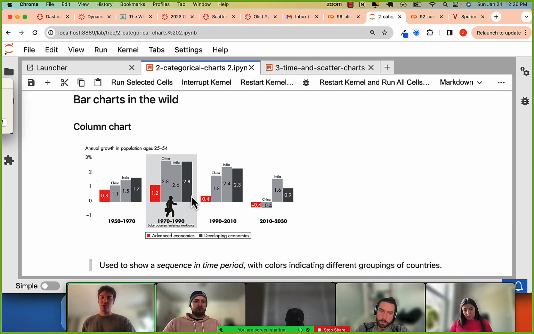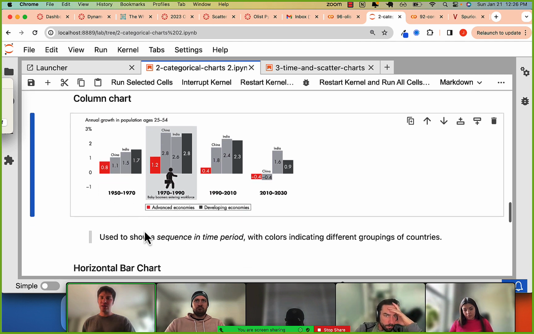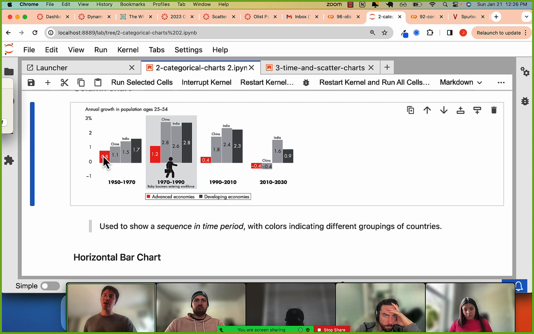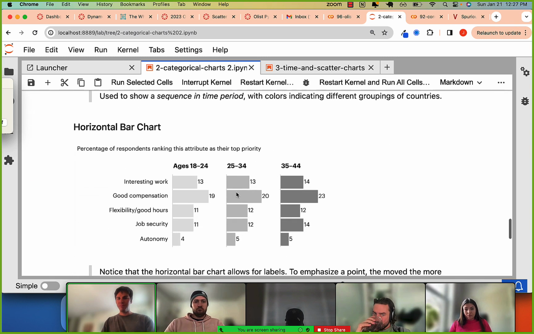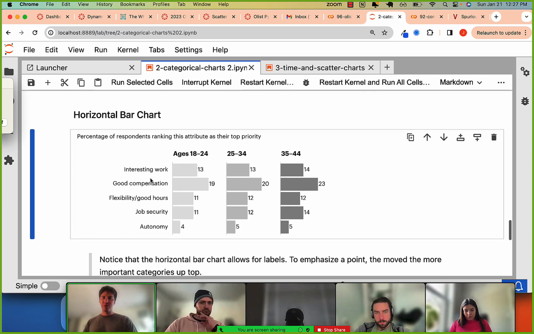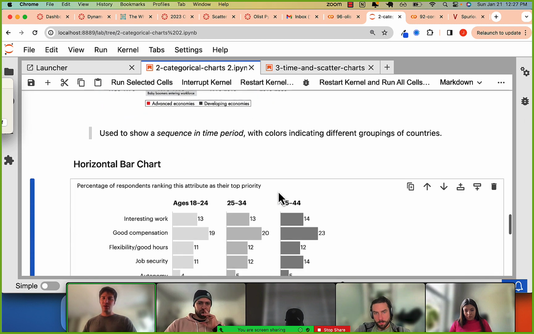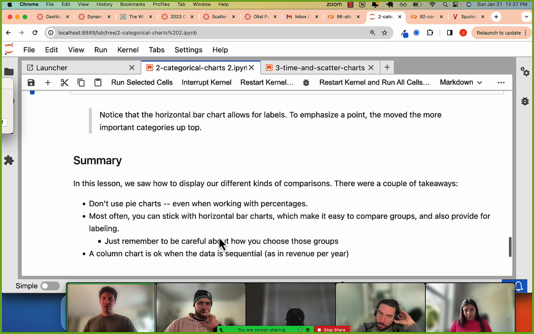So here are different bar charts. This one I think was taken from The Economist. And again, you can see the sequence in the time period. This is nice. I like it because the colors are indicating something different, like the advanced economies versus developing economies. Here's another good bar chart. Same thing. You can see the labels are easy to do and break it down. But these are just all variations on a bar chart. You can break them out through different segments if need be.